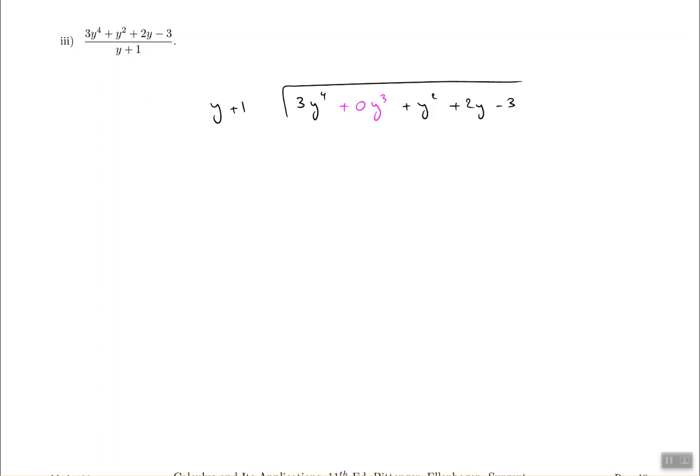So in this final division problem, I am missing the y cube. So I started off by putting the 0y cube, just in case I need to line up some y cubes later down the road under this y cube. And again, what's the quotient going to be?